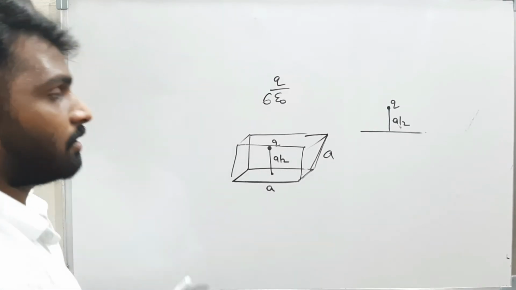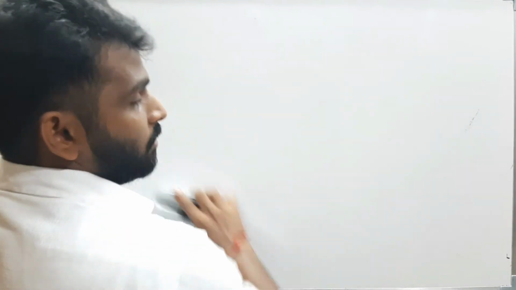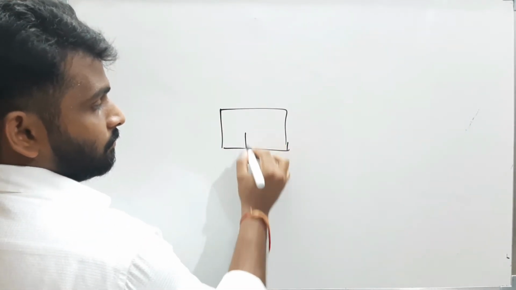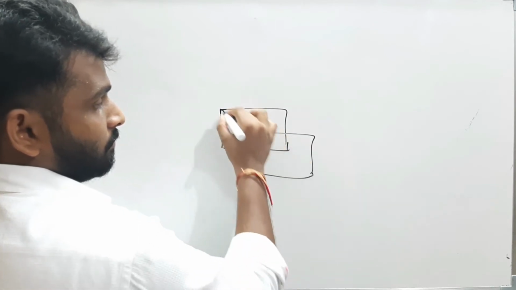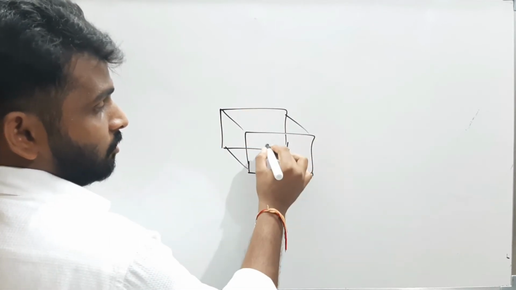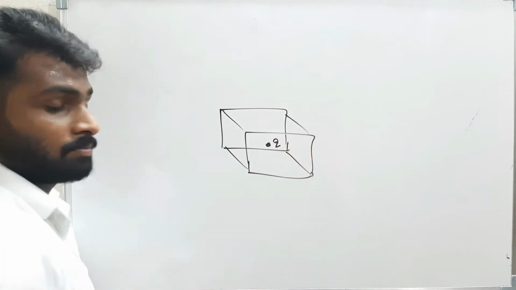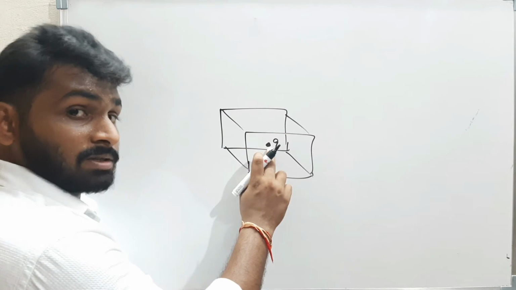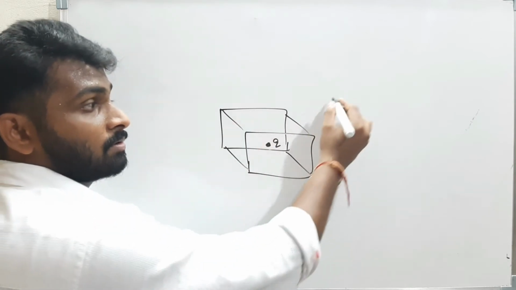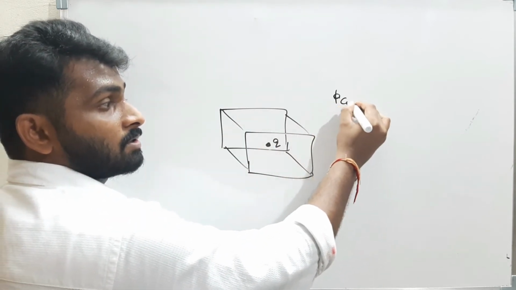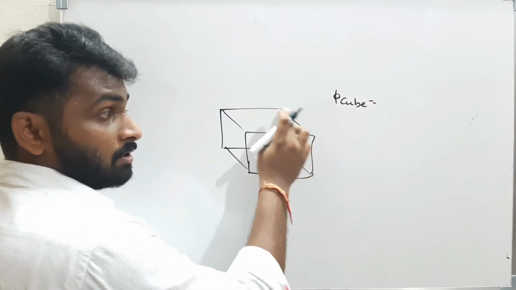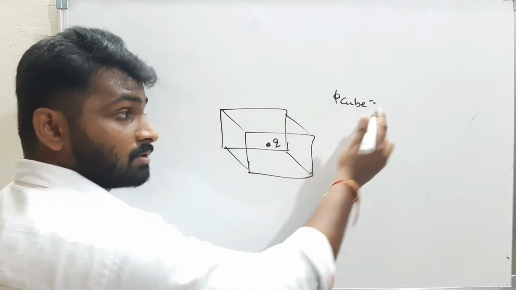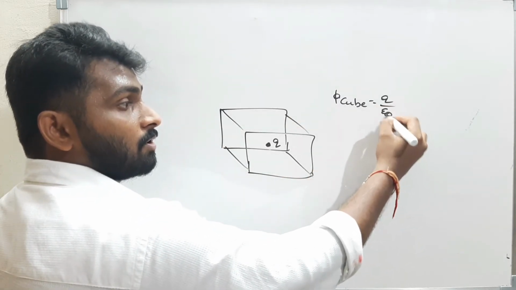Okay, same thing. If it is not clear, then we will see one more example here. A cube, and at the center the charge is Q. Now what is the flux through this cube? This cube is a closed surface and the charge is inside. Therefore the flux through this closed surface is Q by epsilon naught.